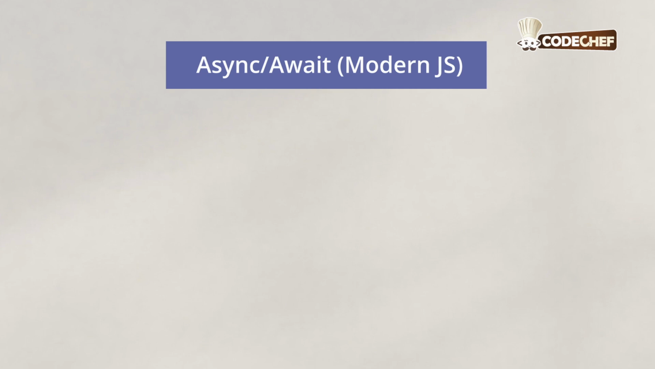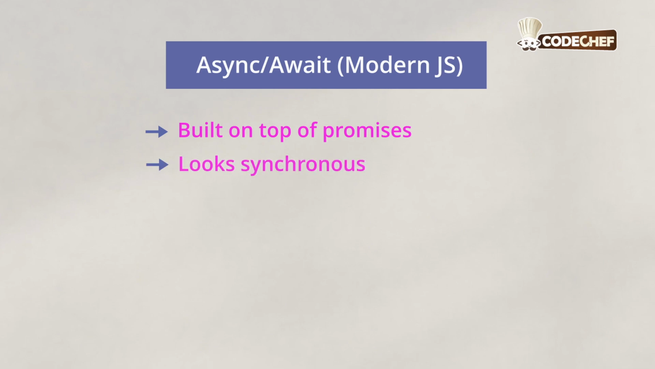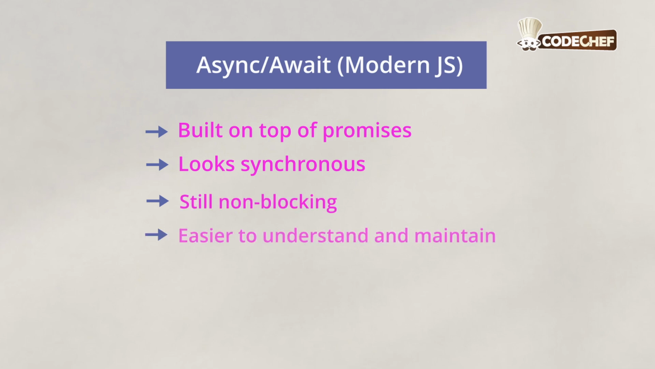Now let us look at what we use frequently in modern JavaScript. Async and await are built on top of promises. They allow us to write async code that looks synchronous. This makes the code easier to read and understand. Under the hood, it's still asynchronous.